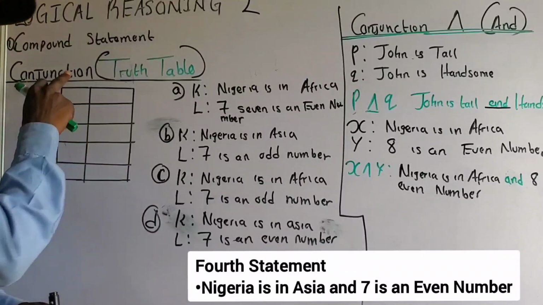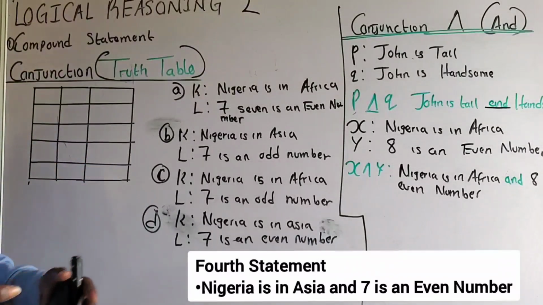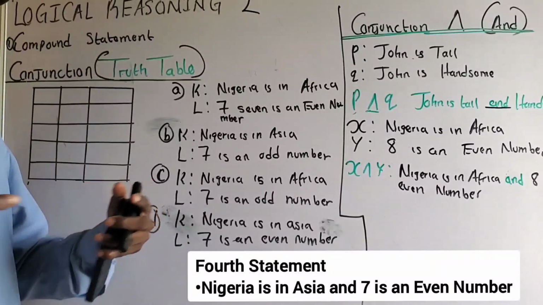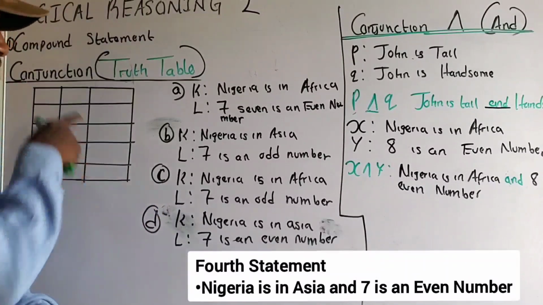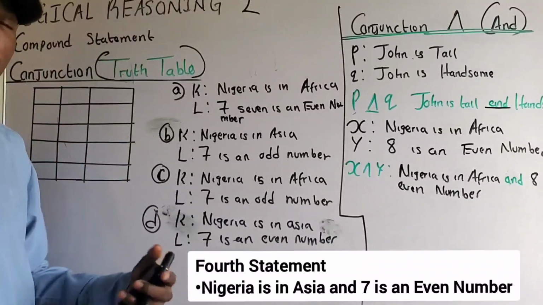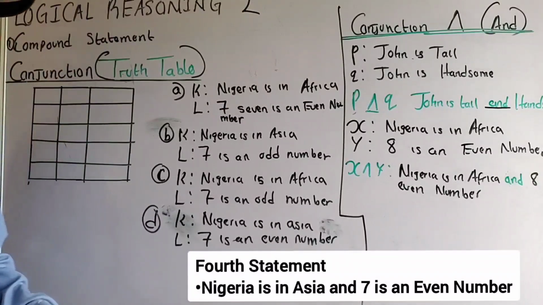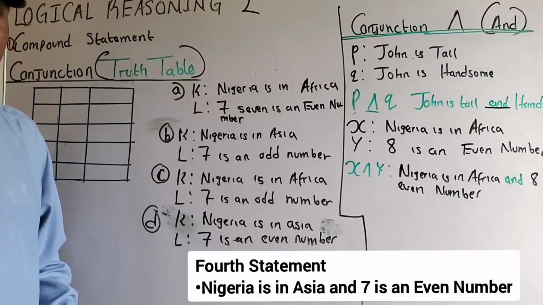Now, because in conjunction we are dealing with compound statements, we are looking at the relationship that exists between the truth values of the statements that form a compound statement. That is conjunction. Conjunction connects two simple statements to form a compound statement. So each of these statements is a compound statement. Are you getting what I'm trying to say?